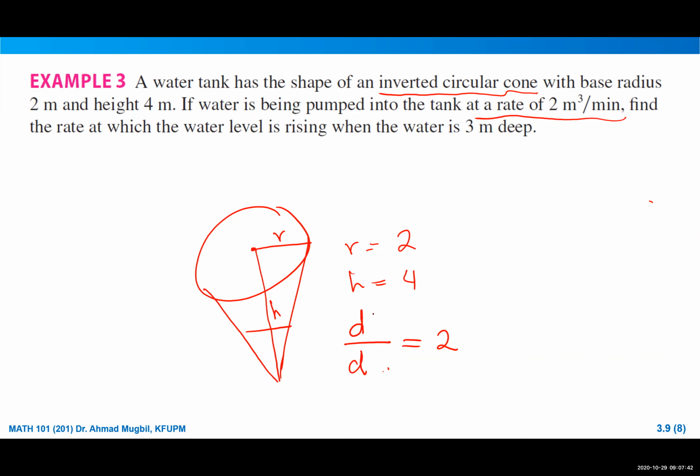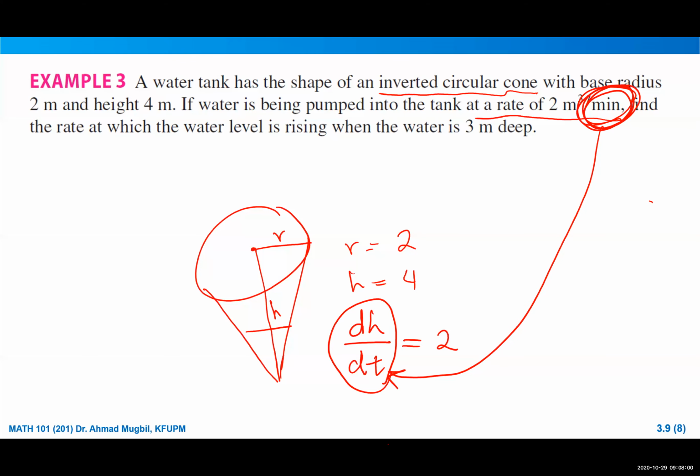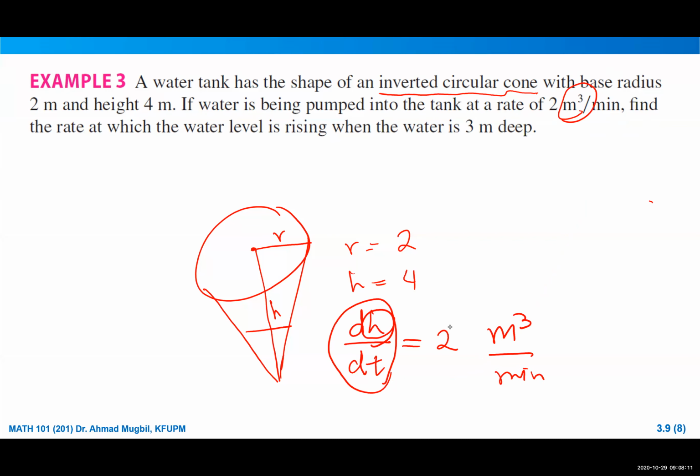Is it the rate of change of the height with respect to the radius? No. First of all, this cannot be R. It is T. It changes with time, minutes. And this one cannot be H, cannot be the height. What is the unit here? Meter cube per minute. So what is this? This is volume, and this is time. So this is V and this is T. So it is dV dt, where V here is the volume.